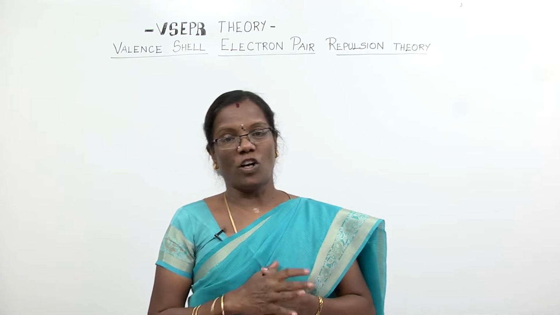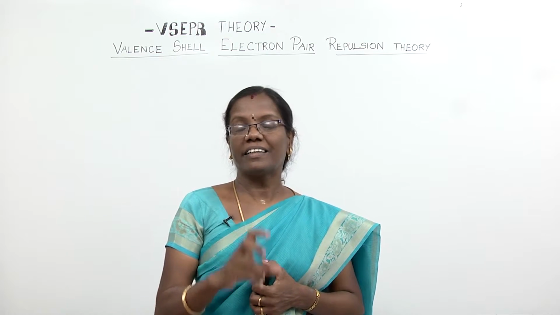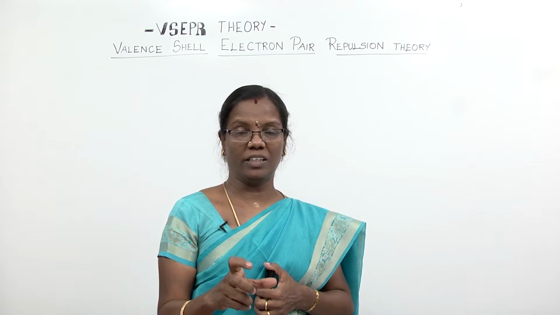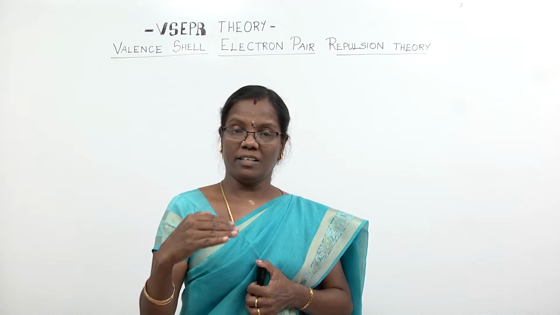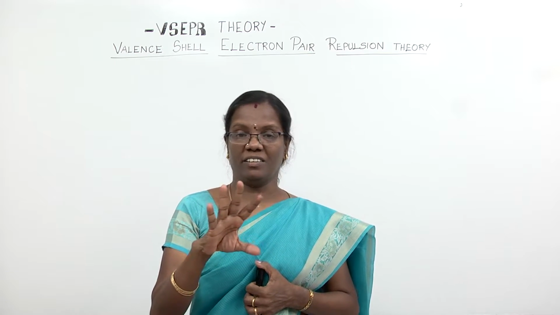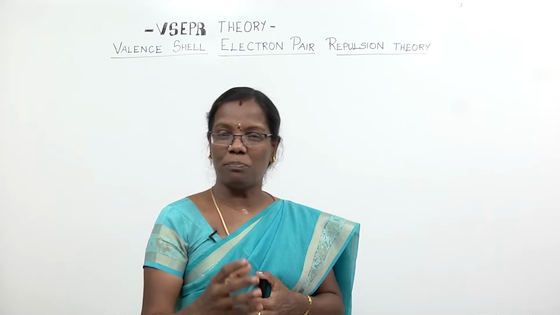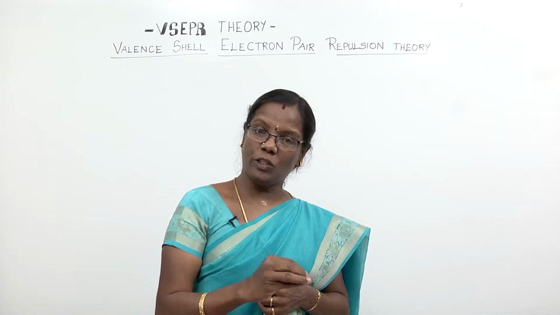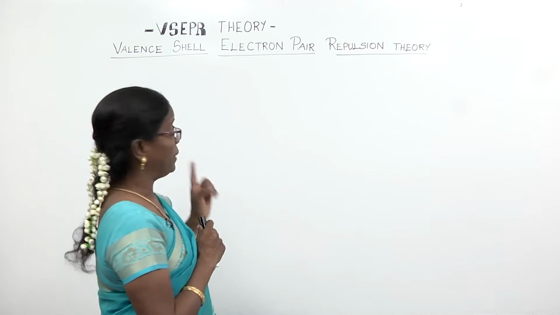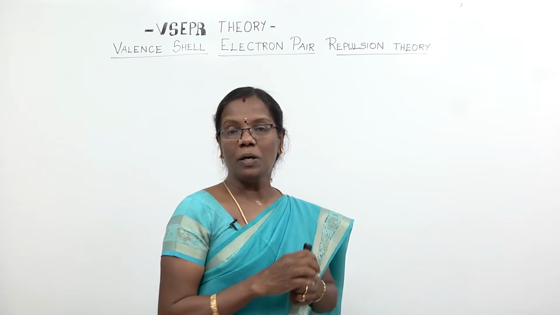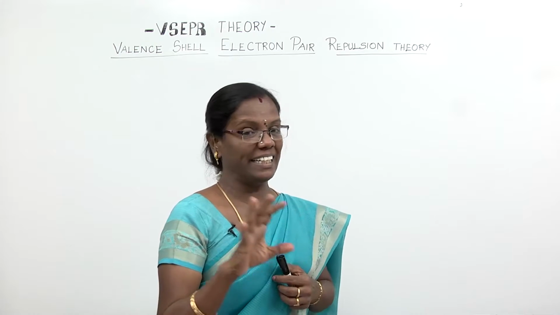The Lewis concept helped us to write the structure of the molecule. The position of the atoms, the bonding electrons, the lone pairs of electrons, everything we are able to write with the help of the Lewis concept. But we cannot predict the shape of the molecules using the Lewis concept. But VSEPR theory helps us to predict the actual shape of the molecules in 3 dimensions.